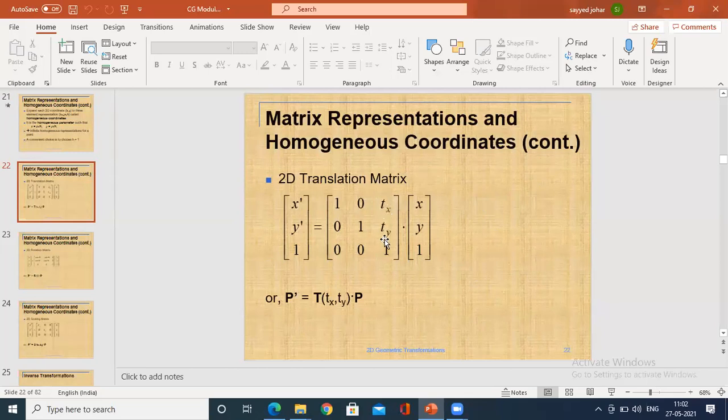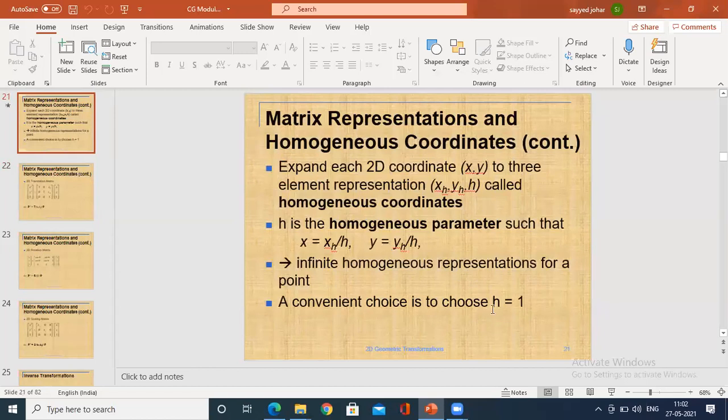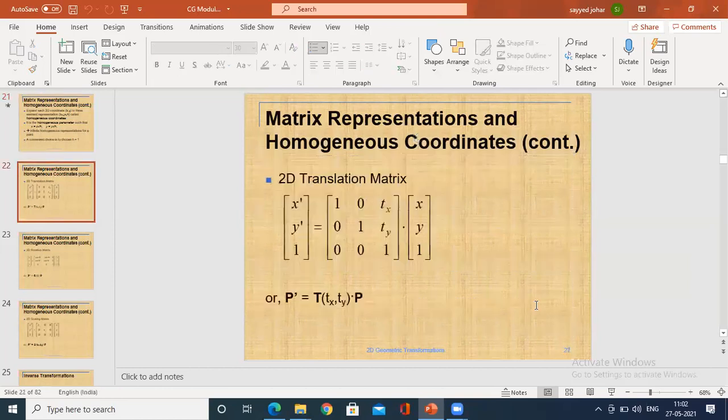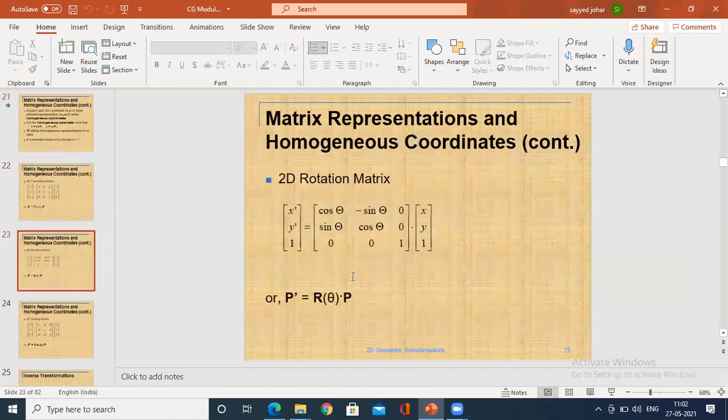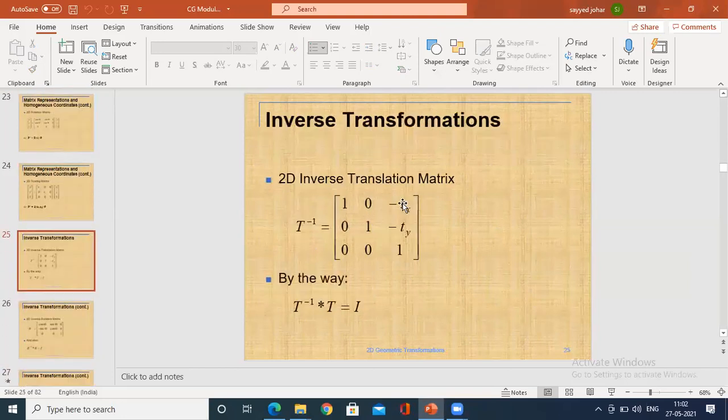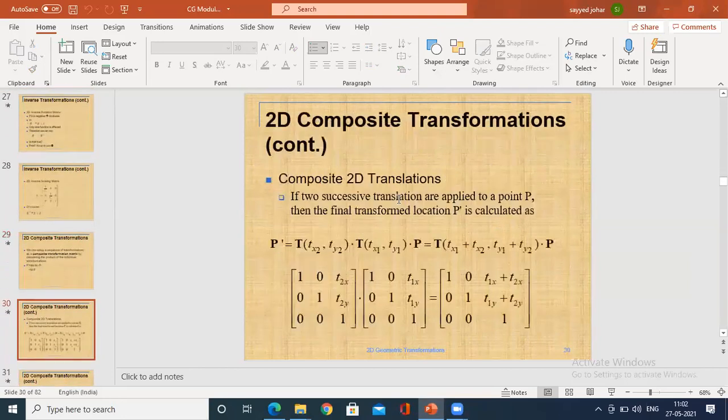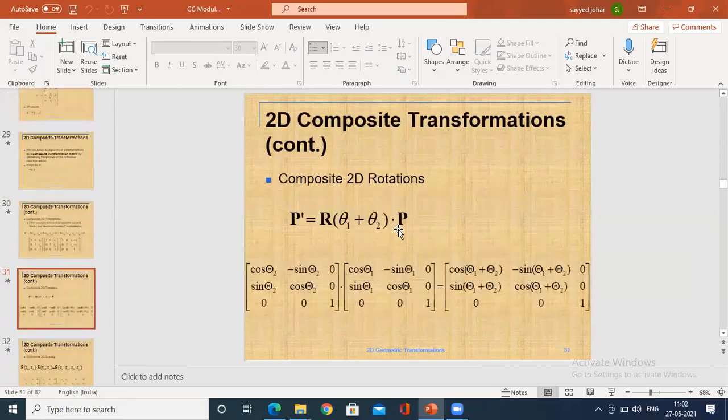Hope you understood the concept of translation using the homogeneous coordinate system. The same thing has been explained: we expand two-dimensional coordinates xy to a three-element representation, not three coordinates, called xh, yh, and h, the homogeneous parameter, such that x equals xh by h, y equals yh by h. It is always convenient to use h equals 1. Similarly we have rotation. As of now today I'll stop, because continuity of this is needed in order to perform these things.